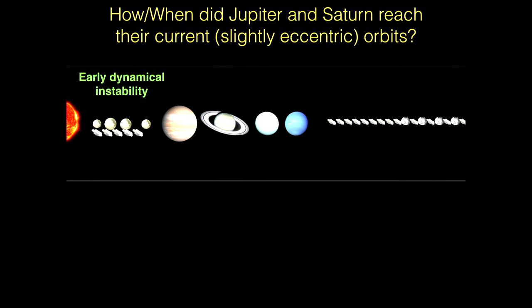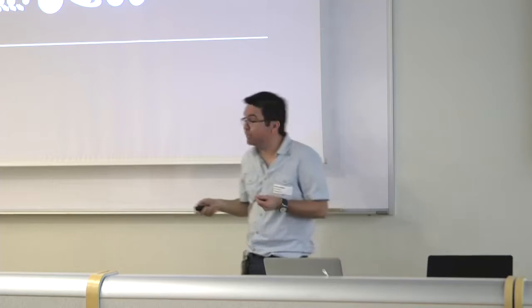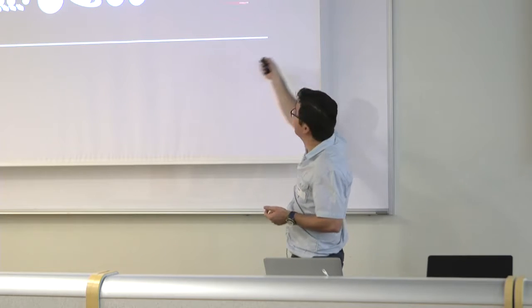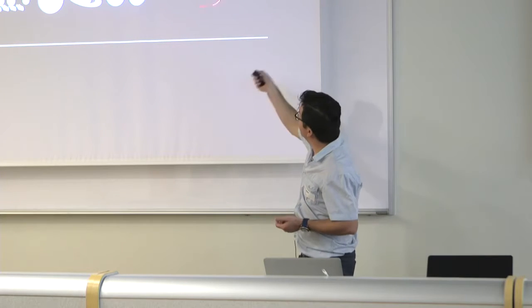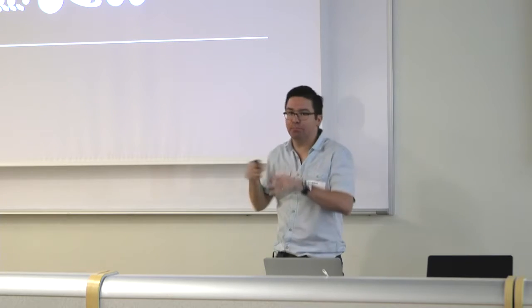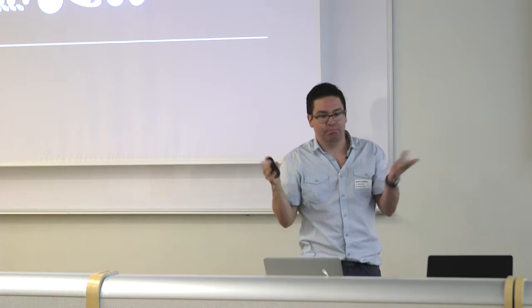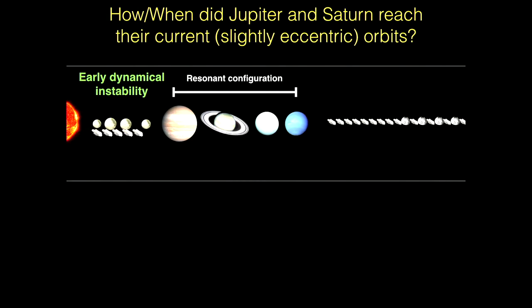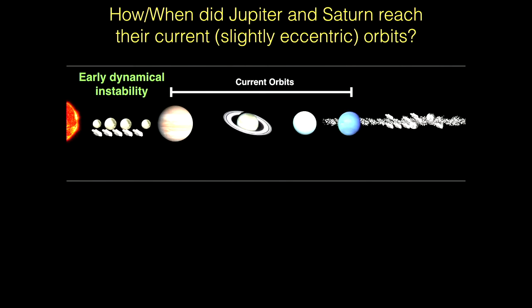So here they are in a resonant configuration, as predicted from the hydrodynamical simulations. And here we have the primordial Kuiper belt. These bodies are going to interact with the primordial Kuiper belt, and they eventually become dynamically stable, something like this, boom, and they hit their current orbits. That's what probably happened in the solar system.